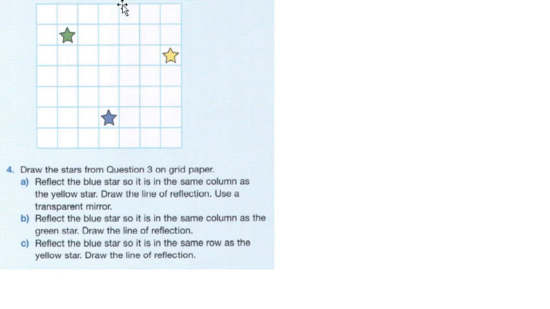Number 4, draw the stars from question 3 on grid paper. So I've copied and pasted them right here. Reflect the blue star so it is in the same column as the yellow star. So if we're going to reflect, we need to know exactly where the middle line is. So we want this blue star to be in the same column as the yellow star. So we somehow have to get this star into this column right here. So we have to find where the middle line is. The middle line would be this line right here. So we have to get this and bring it over to here, and we can do that.